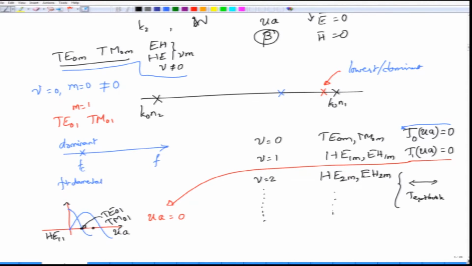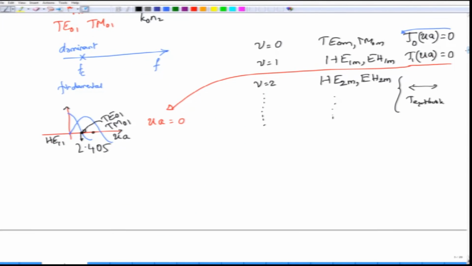Sorry, this one should be the case where you get TE01 and TM01 equal to 0, and this happens at a value of 2.405. Okay. So, when your product u into A exceeds 2.405, or we will actually define a different parameter, but then when this exceeds the value of 2.405, then these two modes begin to propagate.